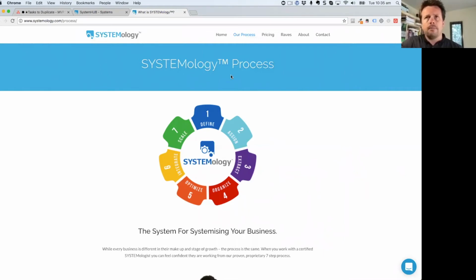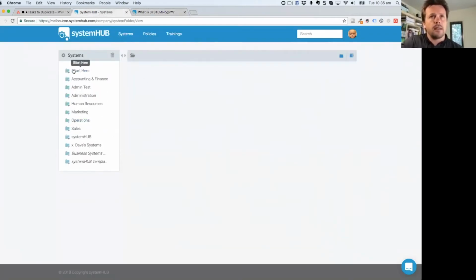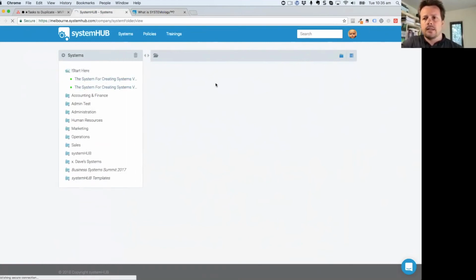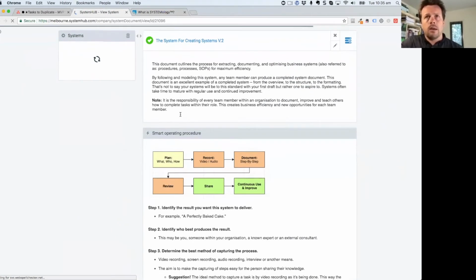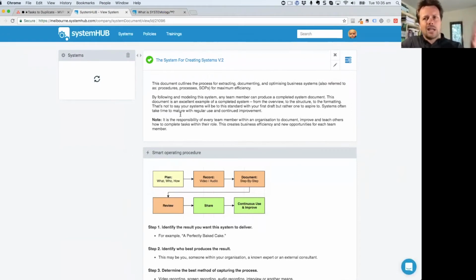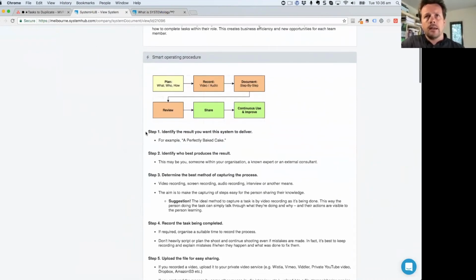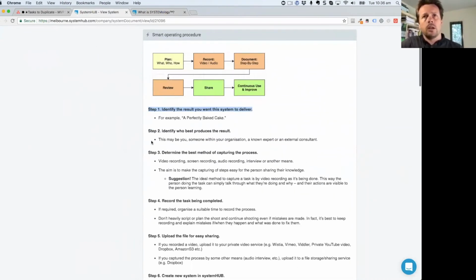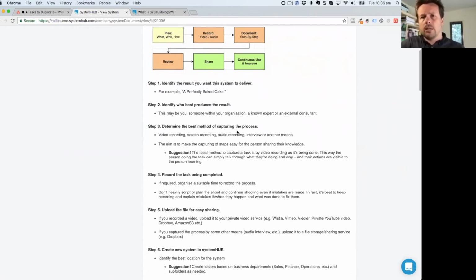Okay, so then we move to the next stage, which is the extraction phase. Now the extraction phase, and some people may have seen the system for creating systems. This is just a system. We give it away for free over at SystemHUB.com. All it is, is a way to teach people how to extract correctly. And if I go on here, we can see step one is to identify what's the result. Step number two is who's the best person to produce the result, which is effectively what we just did in step number two in the systemology process.